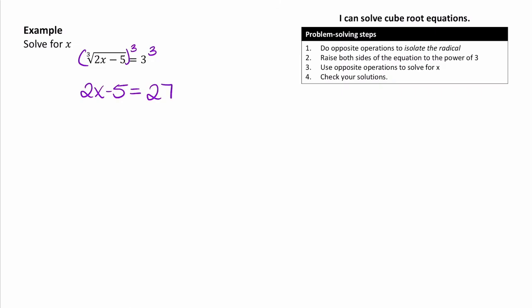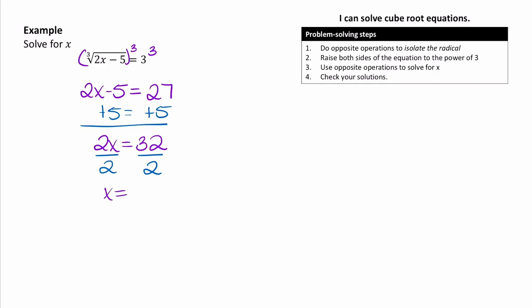Now we need to go ahead and solve for x. The first thing we're going to do is add 5 to both sides of this equation. When we add 5 to both sides, we get 2x equals 27 plus 5, which is 32. Now we can solve for x by dividing both sides by 2. When we divide both sides by 2, we get x equals 16.